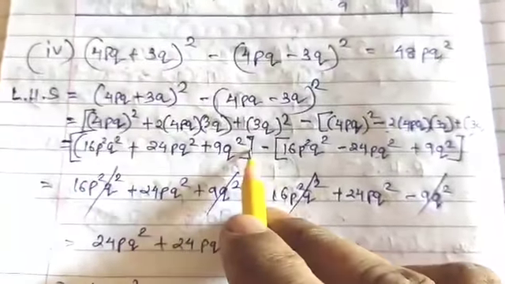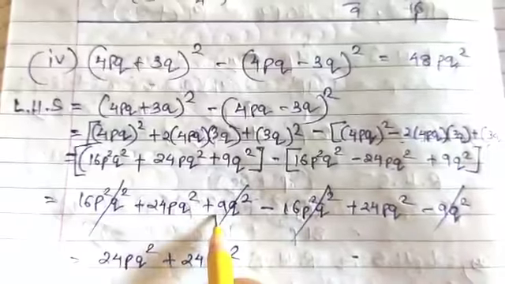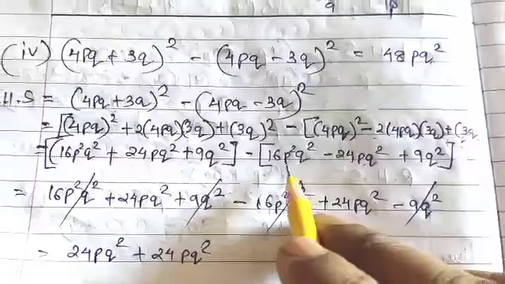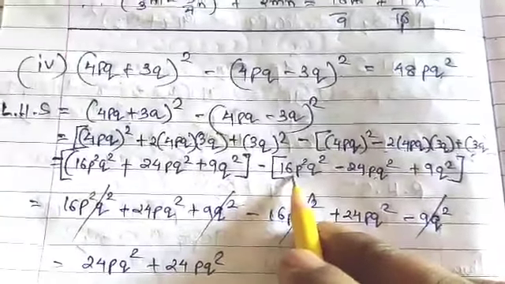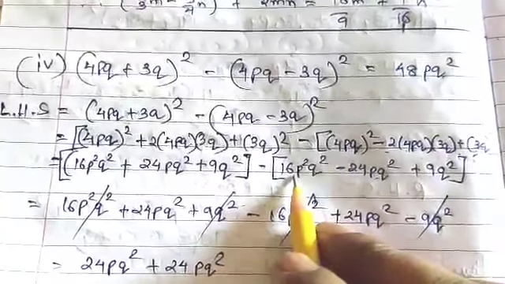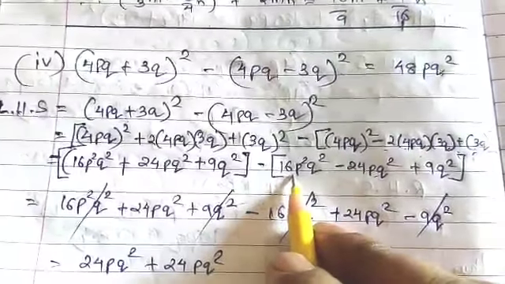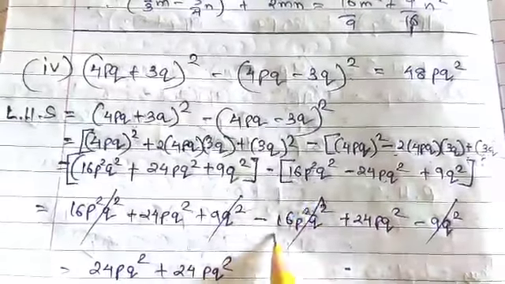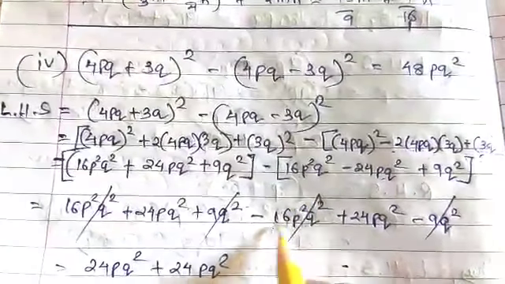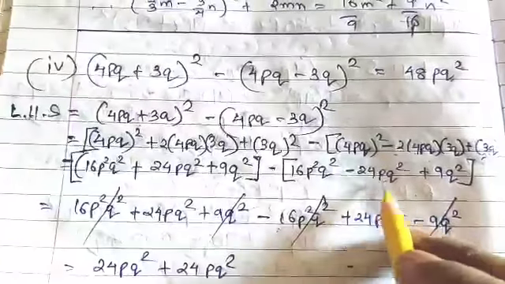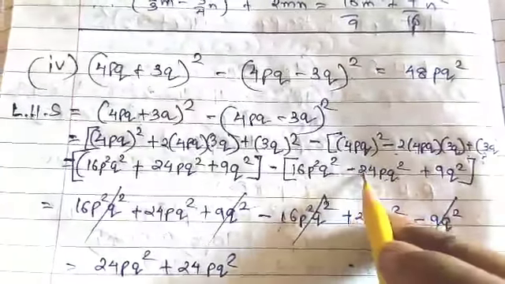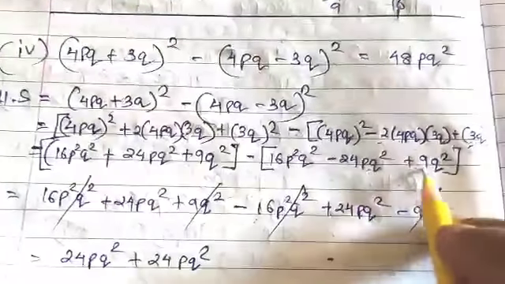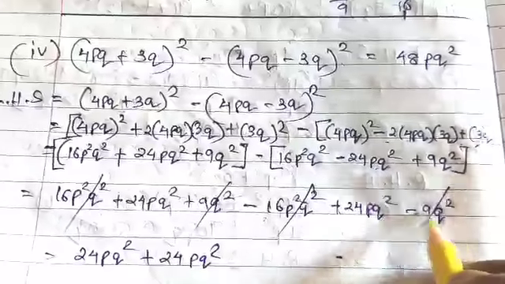Then open this bracket, there will be no change in sign, and while opening the second bracket there is a minus sign outside the bracket, so each term inside the bracket, while opening the bracket, the sign will get changed. So positive 16p square q square will become negative 16p square q square. Here negative 24pq square will become positive 24pq square, and positive 9q square will become negative 9q square.